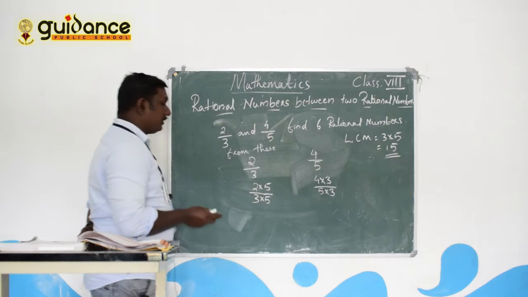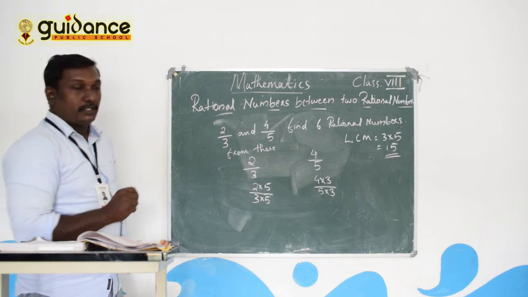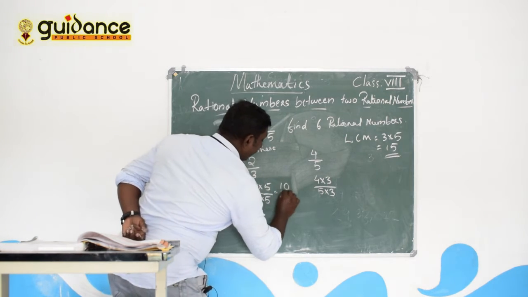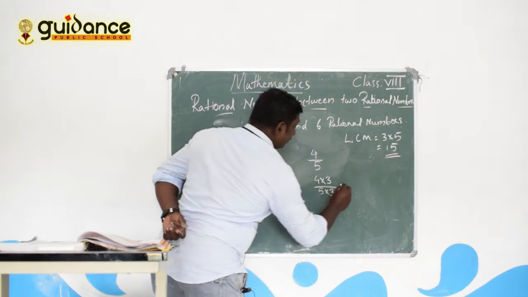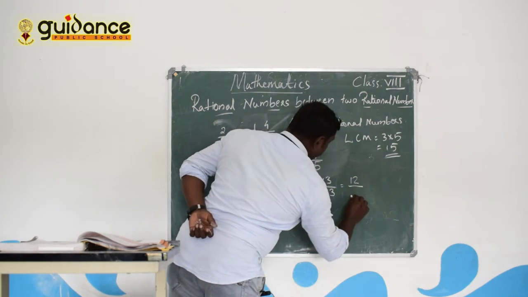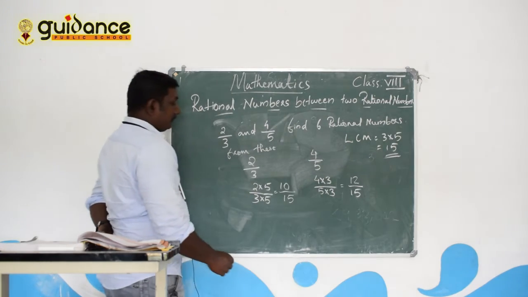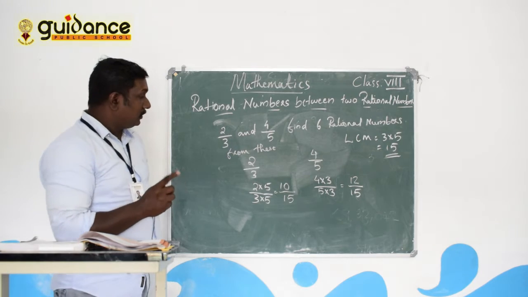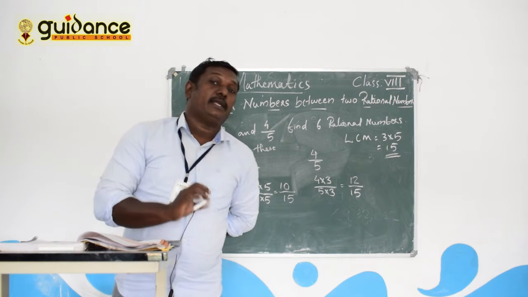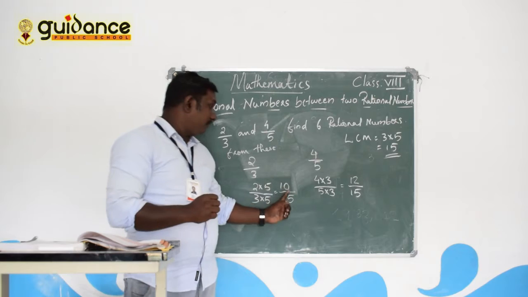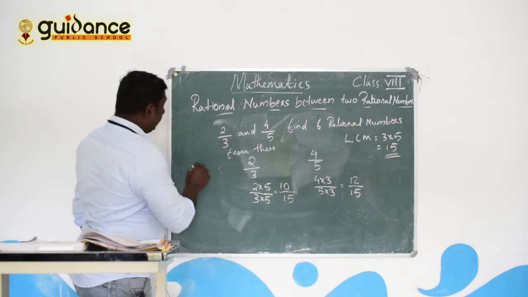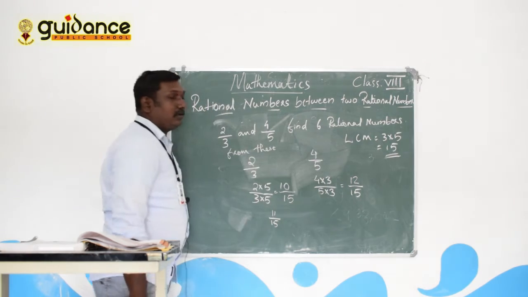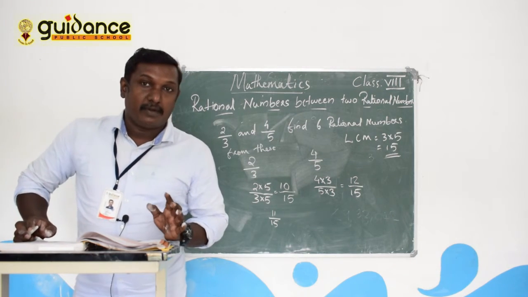So 2 by 3 into 5, and 4 by 5 into 3. Why are we multiplying with 5 and 3? To make the denominators the same. So it is equal to 10 by 15 and 12 by 15. In between 10 by 15 and 12 by 15, the only number is 11 by 15.